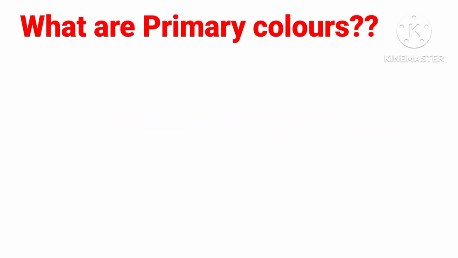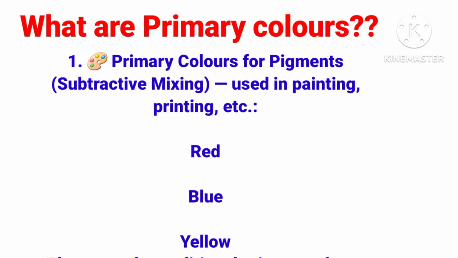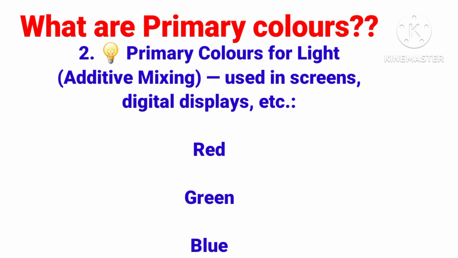What are primary colors? The primary colors are the basic colors that can be combined to create all other colors. There are two main types of primary color systems, depending on whether you're mixing light or pigments. One, primary colors for pigments, subtractive mixing, used in painting, printing, etc. Red, blue, yellow. These are the traditional primary colors for artists.